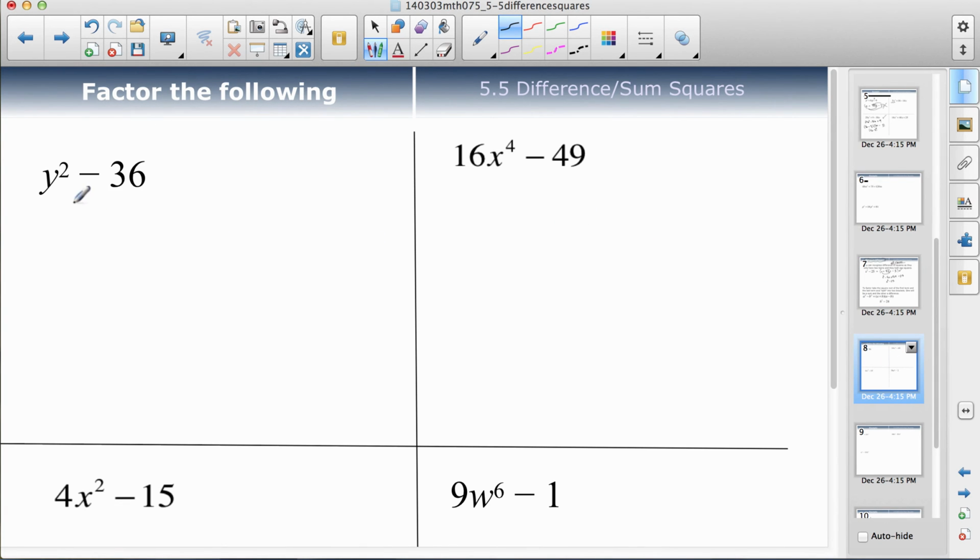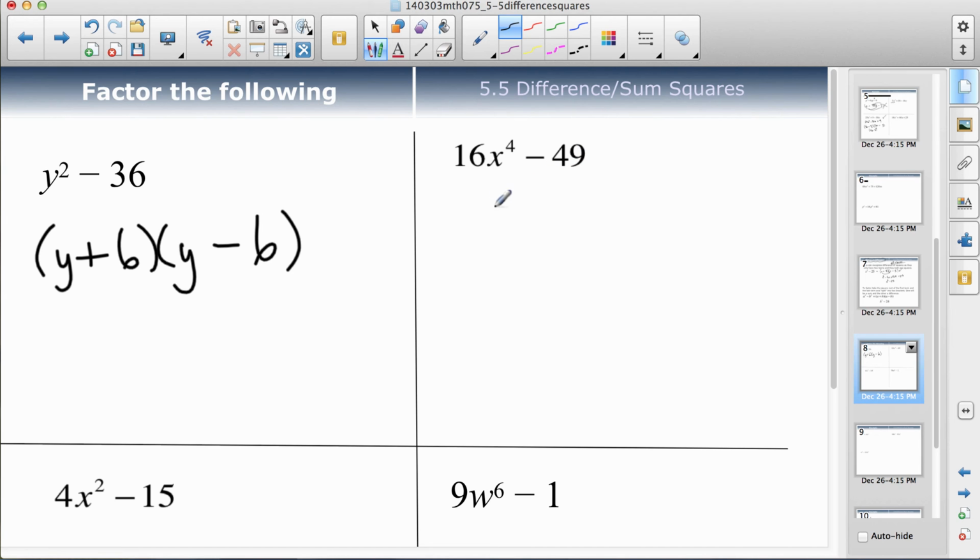Let's try a couple. You'll find that you might like these ones because they're the easiest ones. Can I take the square root of each? Yes. So I put a y there, y there. Square root of 36 is 6. One is plus, one's minus. Doesn't matter which order you put those in. They just have to be one of them positive, one of them negative.